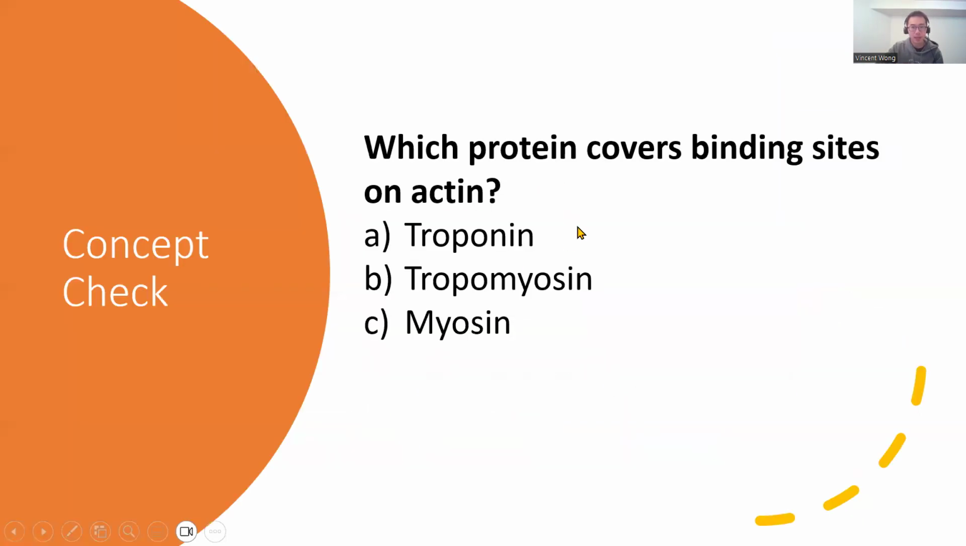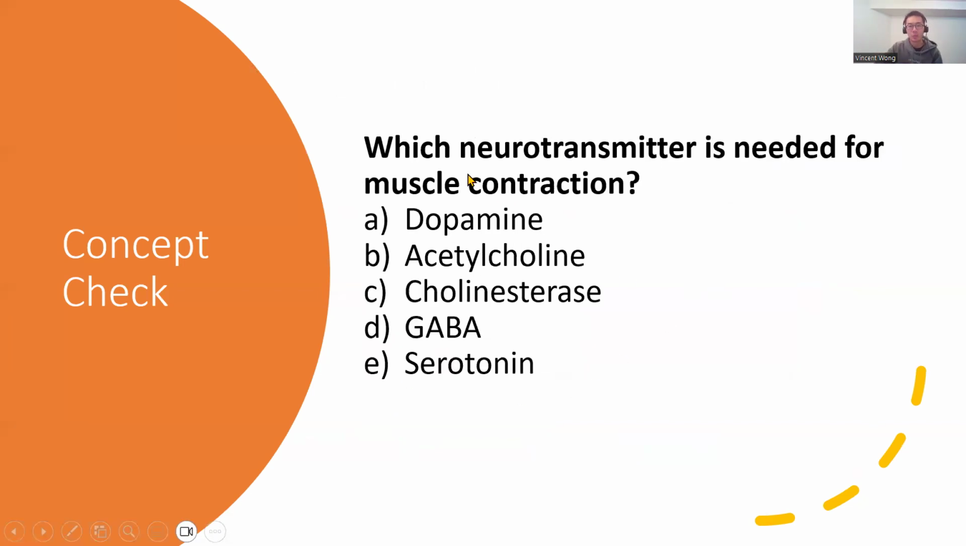Okay, that's it. Which protein covers binding sites on actin? Well, that would be the tropomyosin. The troponin controls the positioning. Which neurotransmitter is needed for muscle contraction? If you're paying attention, you will know it's acetylcholine.